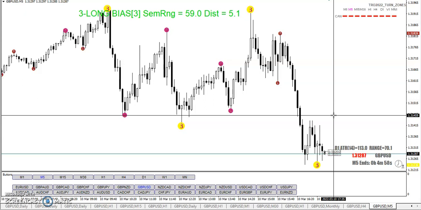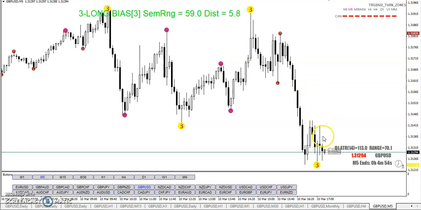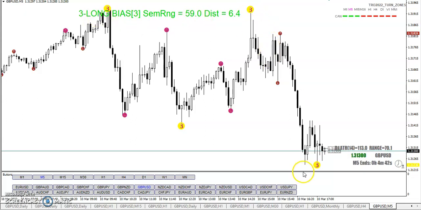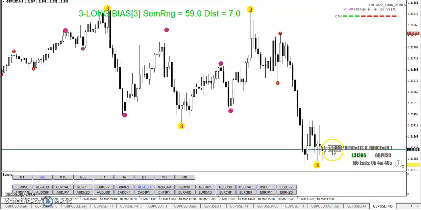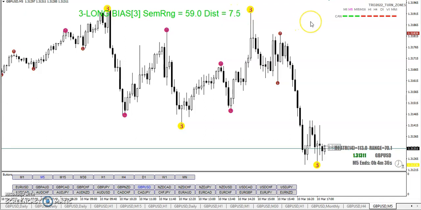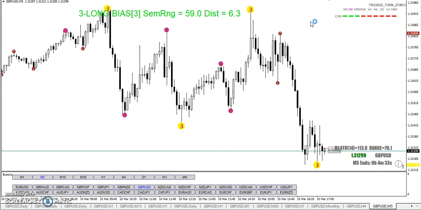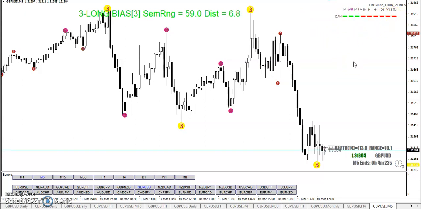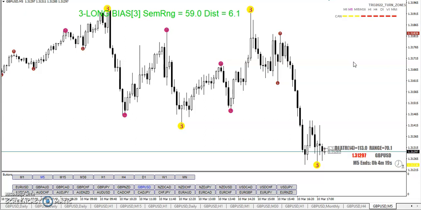Possibly you could even reverse. But if you're using a 3-level ZZ, you don't have a ball there, so you're not going to reverse. And it's telling you here, you want to look to go long bias. You got a semaphore range of 59 pips from here to here. And the distance between price and the most recent semaphore is 7.5 pips at the moment. So would I go long here? Well, if I did, I'd be swimming against the current. And if I got 1 or 2 pips, I punch out. So I'm hoping that answers the question.